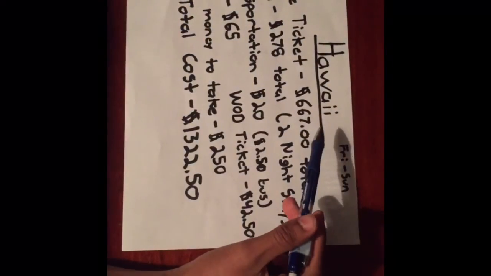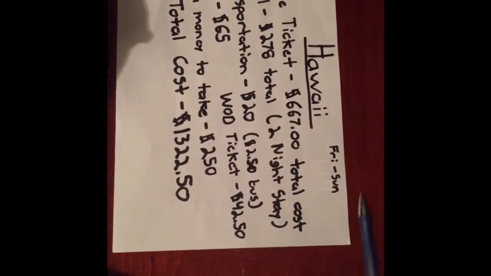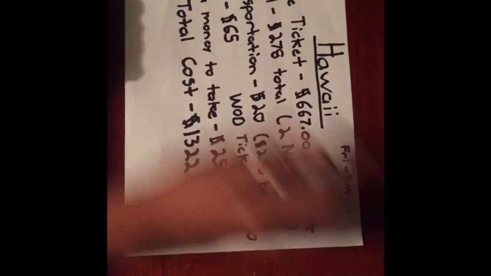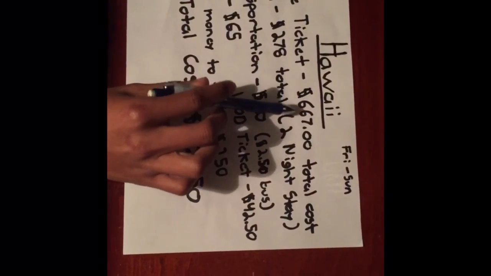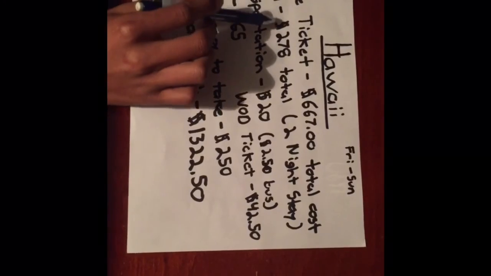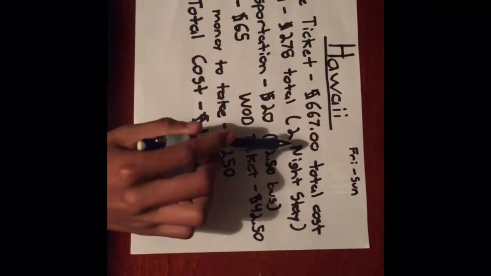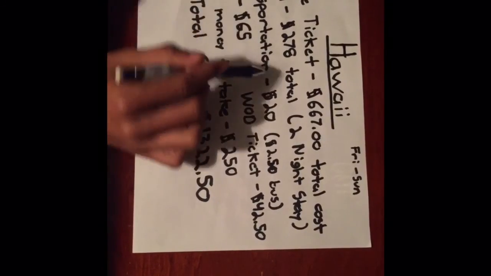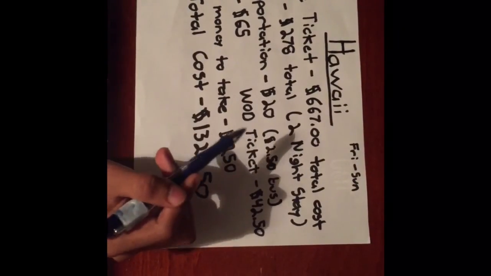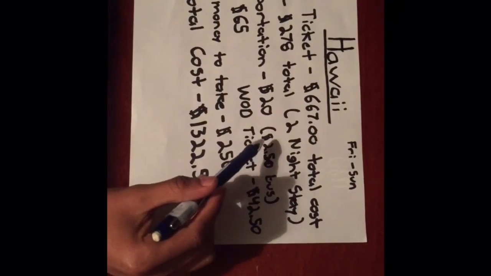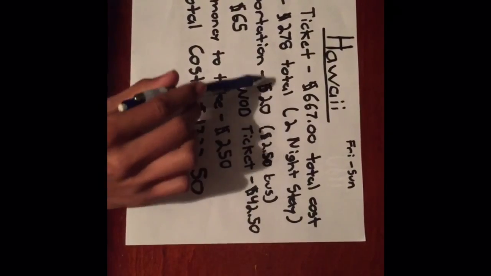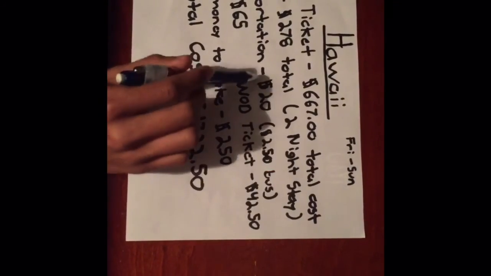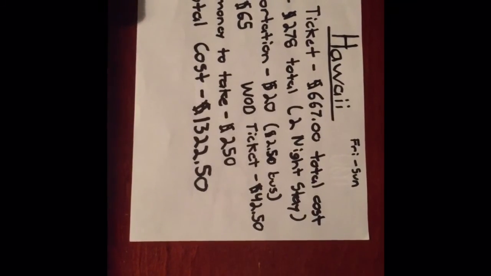Alright, since I'm gonna be going to Hawaii for Willow Dance too, I'm gonna be going from Friday to Sunday. My plane ticket is gonna be $667. My hotel is gonna be $278 total with the 2-night stay. Transportation, since I can't take the car with me on the airplane, I'm gonna get the bus for $2.50, and my total for those days is gonna be $20.